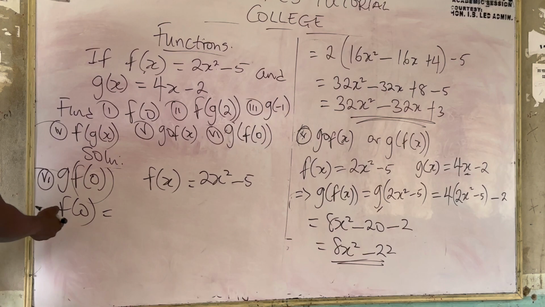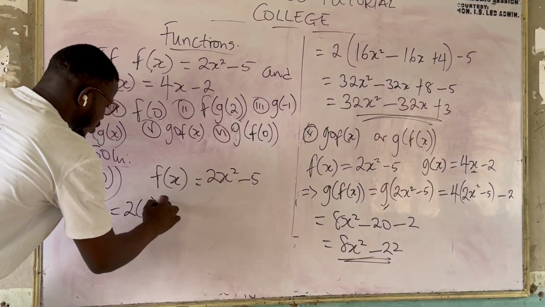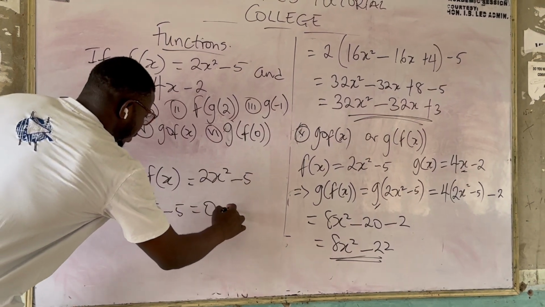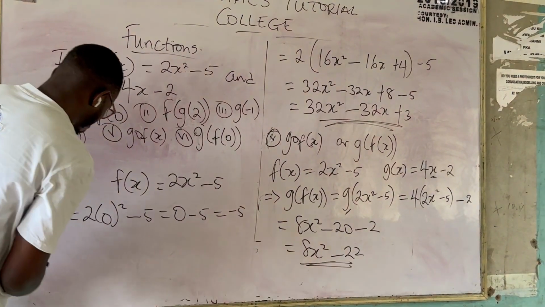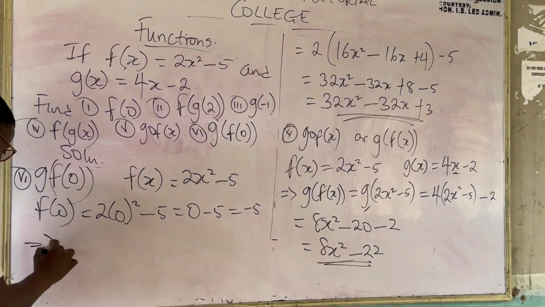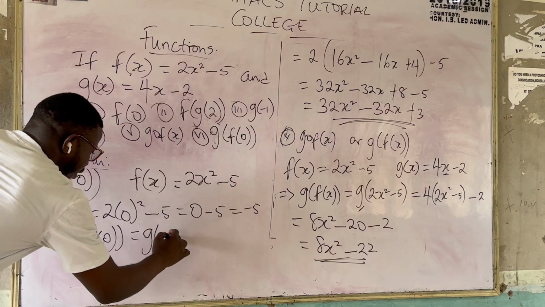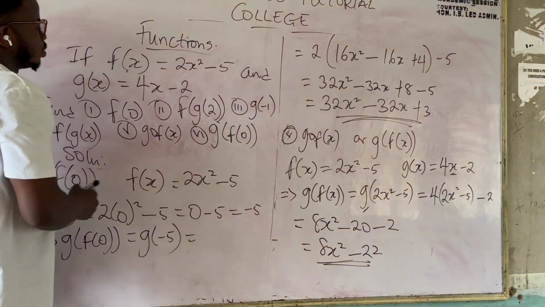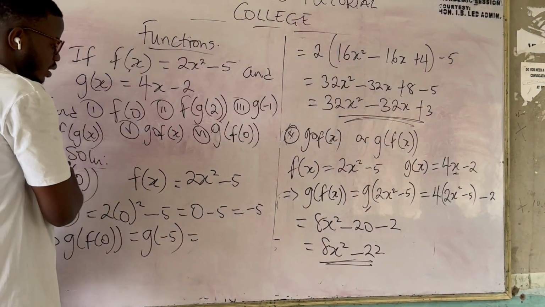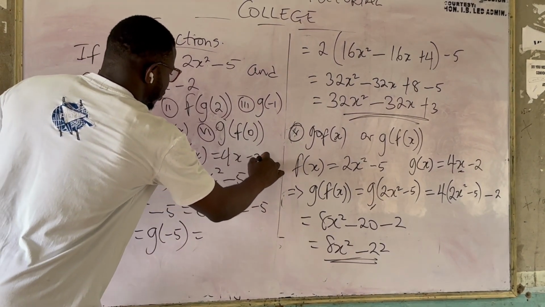So to obtain f of 0, we'll go to f of x. Wherever we see x, we change it to 0. So this one gives us 0 minus 5. That's minus 5. So f of 0 is equals to minus 5. And this implies that g f of 0 is equals to g of minus 5 is equals to, so this one will take us to g of x. So recall that g of x is equals to 4x minus 2.